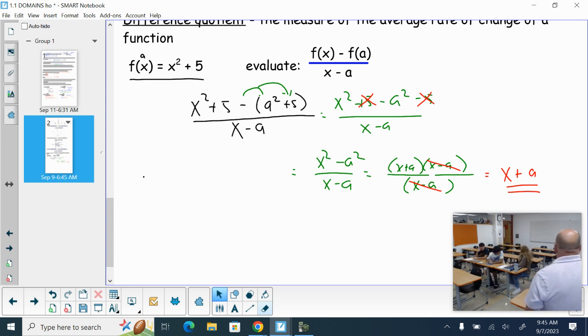Homework on page 19 to 21. You have some various problems there to deal with. All right, questions you have? All right, the rest of the time is yours.